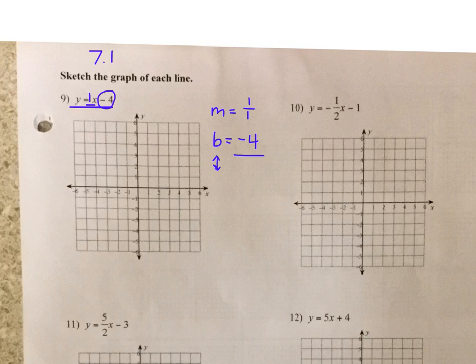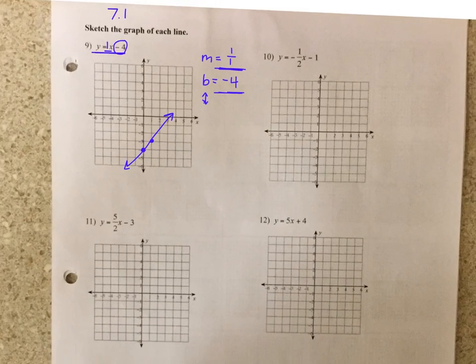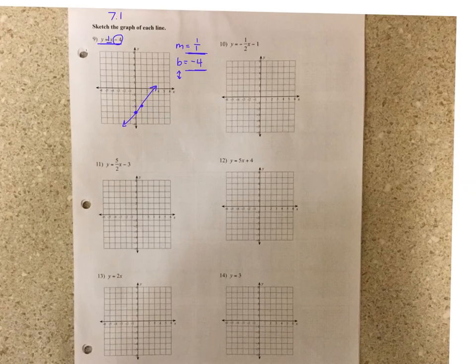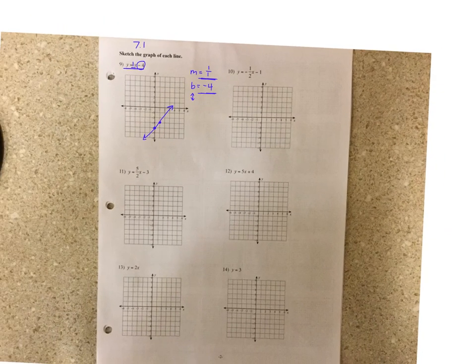So I'm going to start with my -4. On the y-axis, I'm going to go down 4 and put a dot at -4. From that dot, I'm going to do my slope, which is to rise 1, run 1, and I put another dot right there, draw the line. You need to do that for the rest of the problems on this page, 10 through 14.